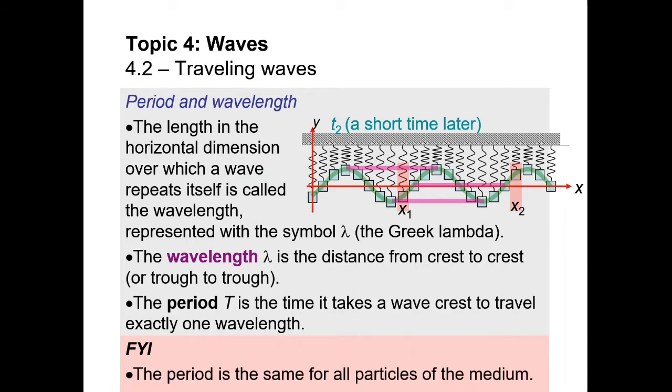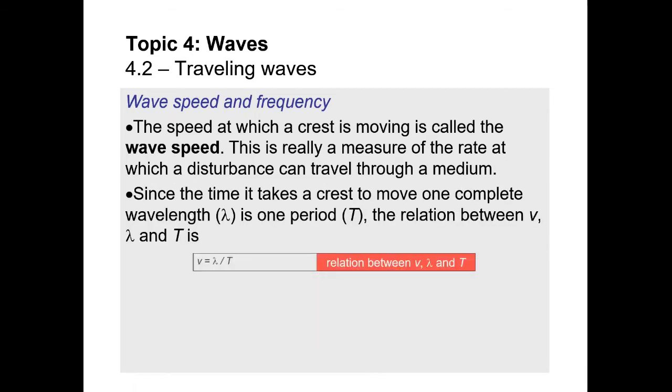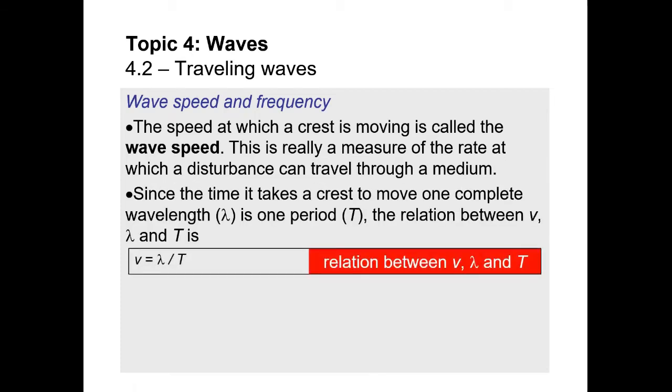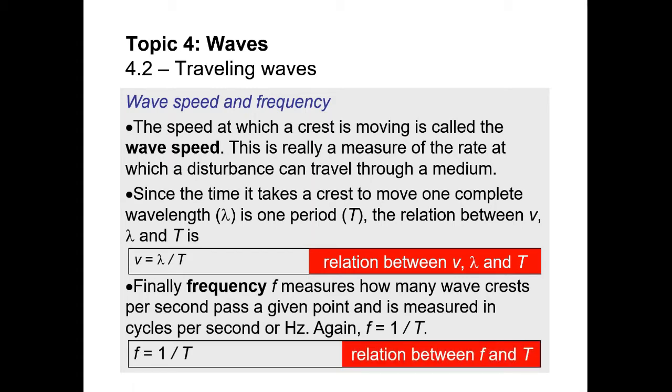And the period is the same for all particles of the medium in traveling waves. The speed at which a crest is moving is called wave speed. So wave speed equals wavelength over period. And the frequency is how many wave crests per second pass a given point, and is measured in cycles per second or hertz. And frequency equals 1/period.